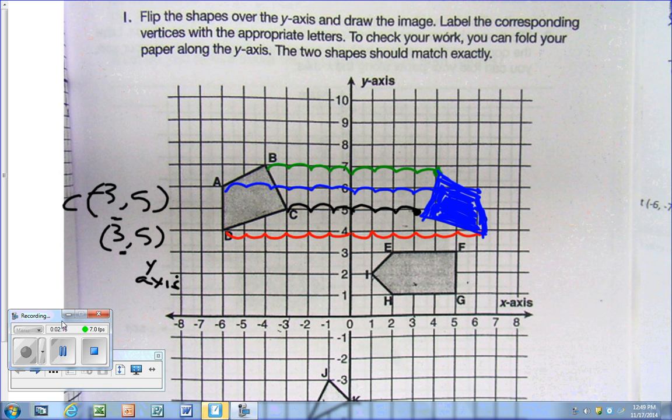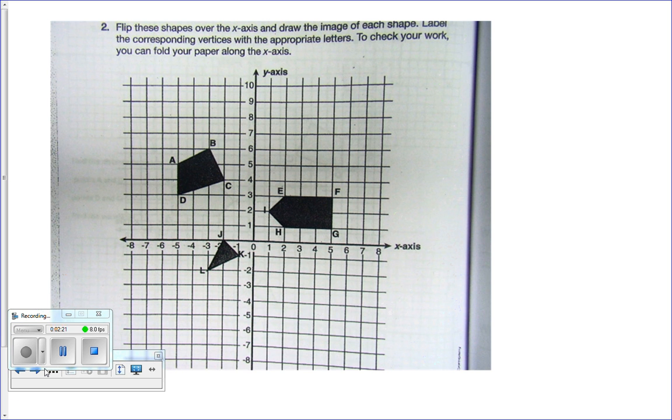All right, now let's try one where we're reflecting over the x-axis. So this is on the next page. We want to flip these shapes over the x-axis and draw the image of each shape. Label the corresponding vertices with the appropriate letters. To check your work, you can fold your paper along the x-axis. So which one should I do? The trapezoid again, we'll try.